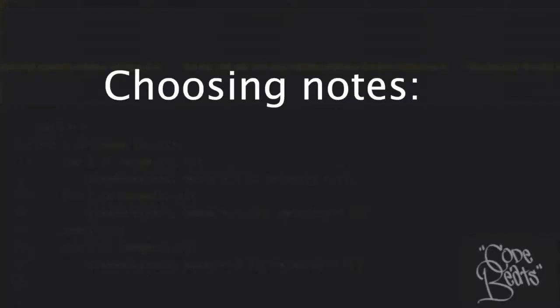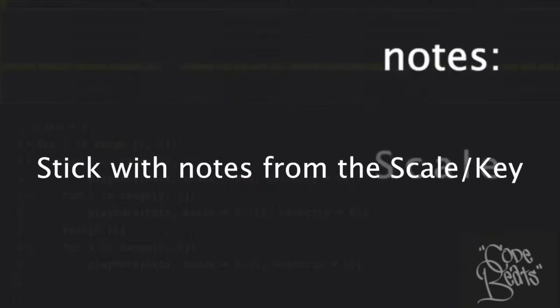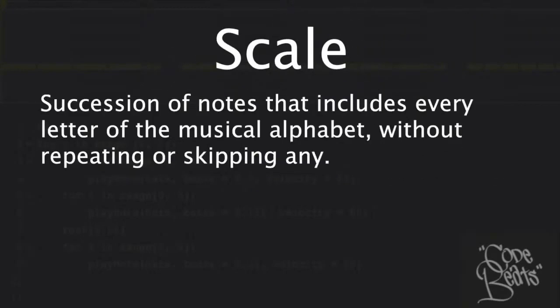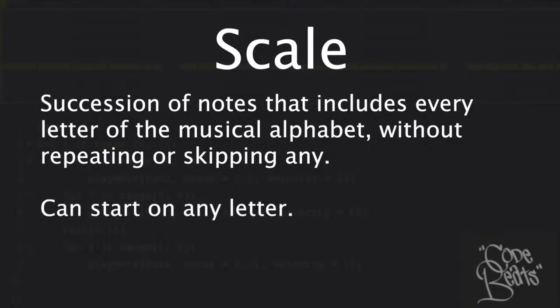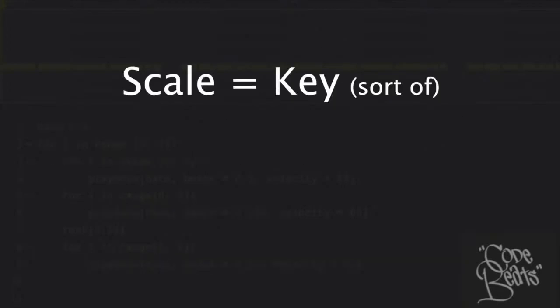Now, regarding what notes I can choose from, I'll stick with notes from the scale or key. A scale is a succession of notes that includes all 7 letters of the musical alphabet without skipping or repeating any. A scale can start on any note, it doesn't have to start on A. It can start on B, C, D, E, F, or G. And a scale can have any combination of sharps or flats as well to create different sounds. Technically, scale and key aren't the same thing, but we often use them interchangeably when we're talking about music.